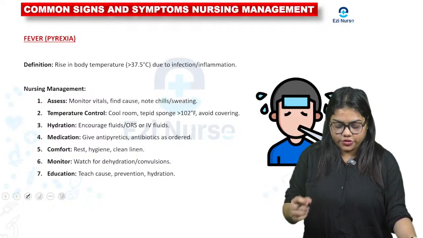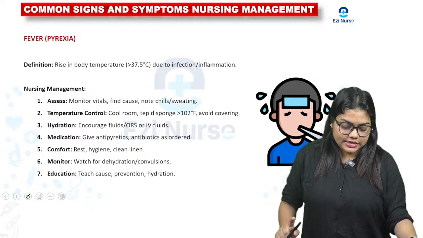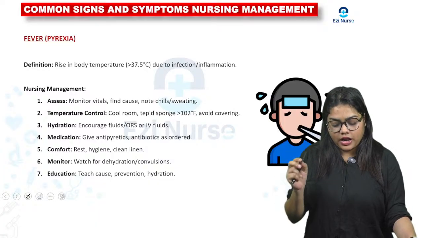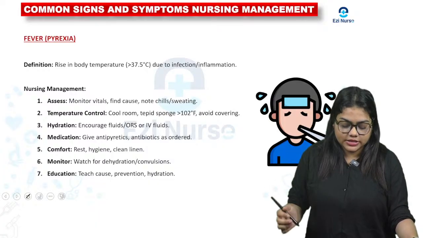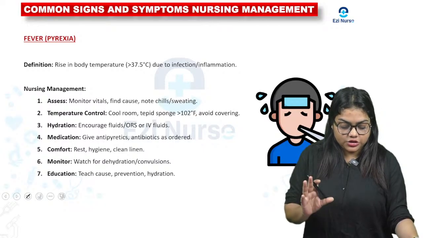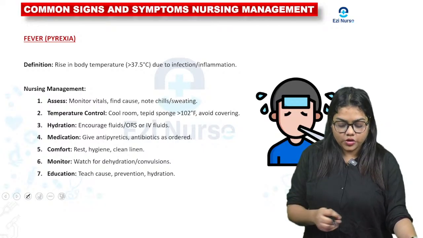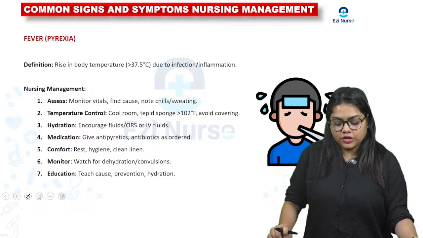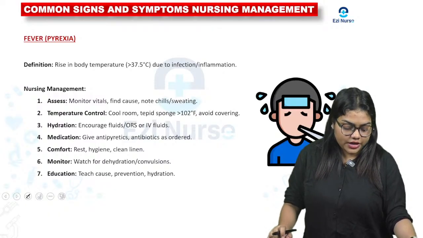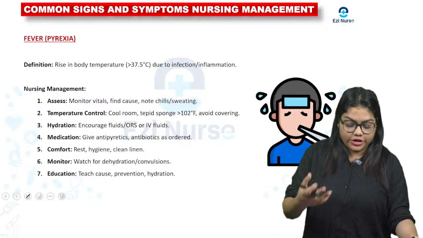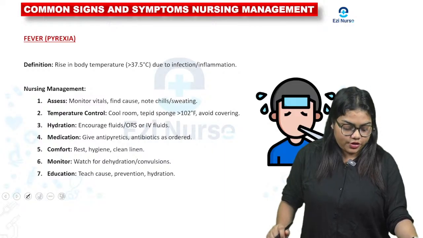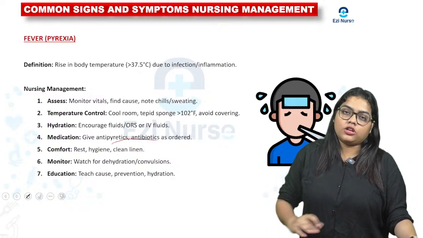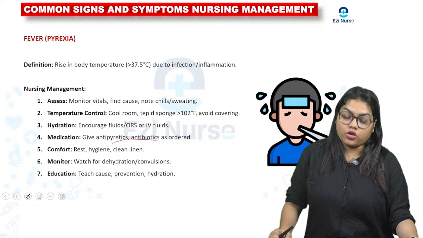As a nurse, what should we do? So we should assess, which is monitor the vital signs, find the cause of the fever, and note chills or sweating whenever it is there. Okay, next we have to control the temperature, cool the room. Okay, tepid sponge bath if the temperature is more than 1 or 2 degrees Fahrenheit, and avoid any kind of covering. Then hydration, we have to encourage fluid intake like ORS and IV fluids. The medication, we can give antibiotics, or any kind of antipyretics as per the doctor's order.